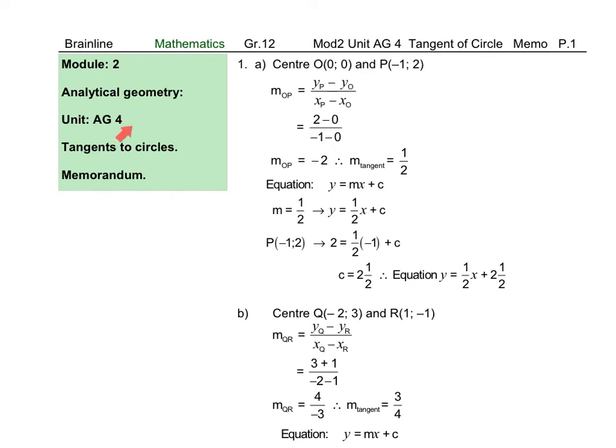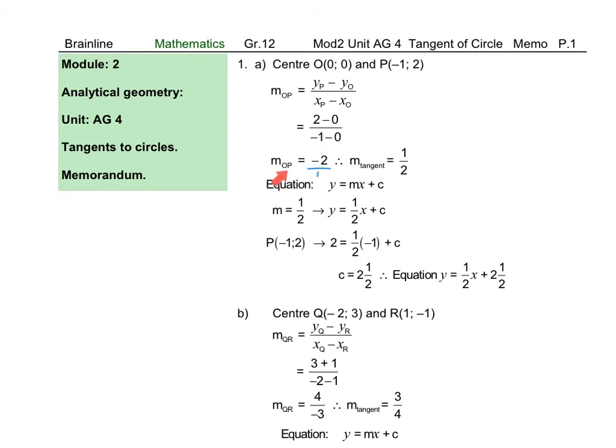Let's look at the solutions of this activity. For question 1a, you had to work out the equation of the tangent. You were given a circle with center the origin (0, 0), and the tangent touches the circle at the point P where x is minus 1 and y is 2. So therefore, we will first work out the gradient of the radius by taking y of P minus y of O over x of P minus x of O. If we do the substitution then, (2 minus 0) over (minus 1 minus 0). When we simplify, 2 minus 0 is 2, minus 1 minus 0 is minus 1, and 2 divided by minus 1 is minus 2. So the gradient of the radius OP is equal to minus 2.